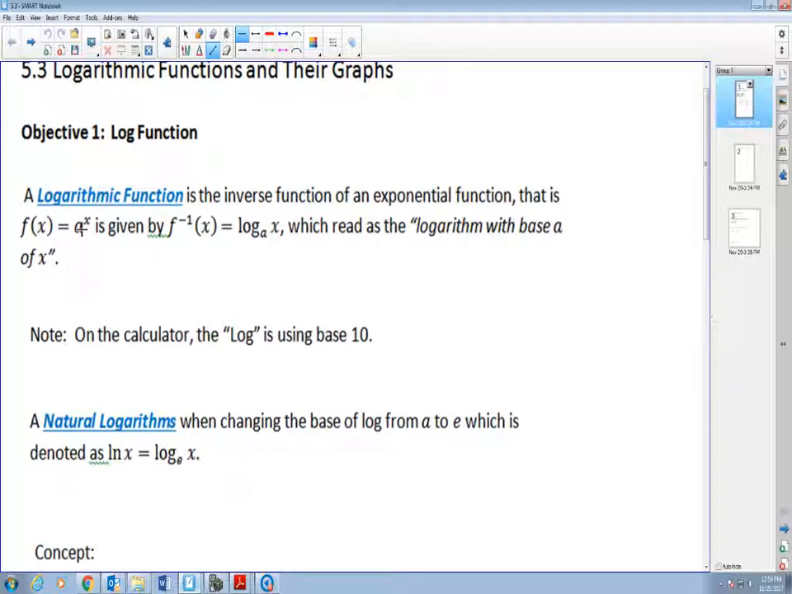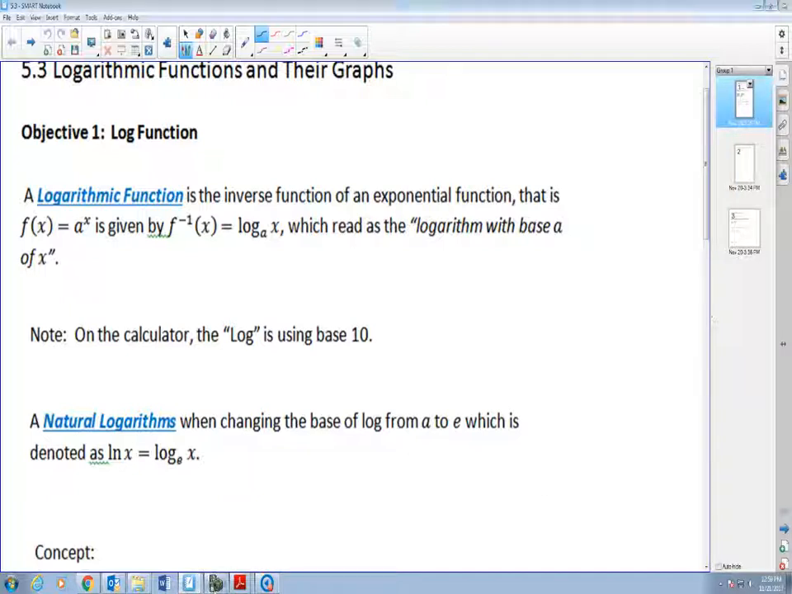Normally our exponential function is a to the x power, and now we will find its inverse, which is my f inverse of x, which becomes the logarithmic function. So what's a log function? It's just an inverse of exponential. We read our log function as logarithm with the base a of x. If you ever wonder what a log function is, it's just an inverse of an exponential function.